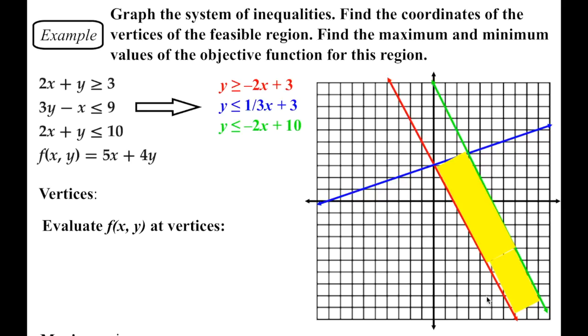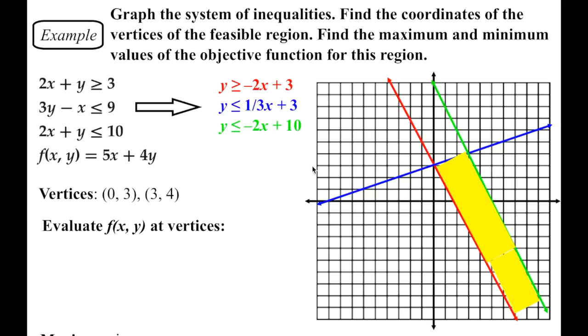Our next task is to find those vertices. Well, in this problem, we only have 2 vertices. At the bottom, it's an unbounded region. It goes forever. So we only have 2 vertices to figure out. The first vertex is at (0, 3). We can get that from the graph. And the second vertex looks like it's at (3, 4). So those are our 2 vertices.